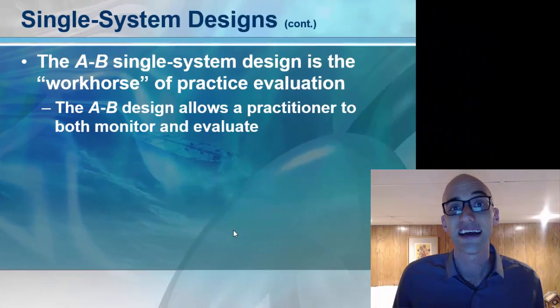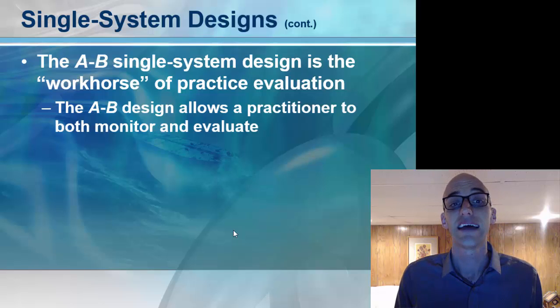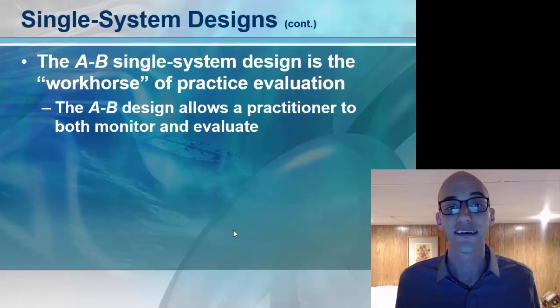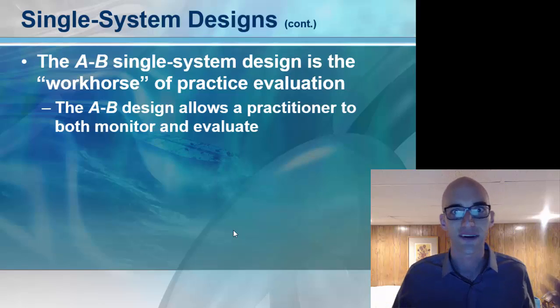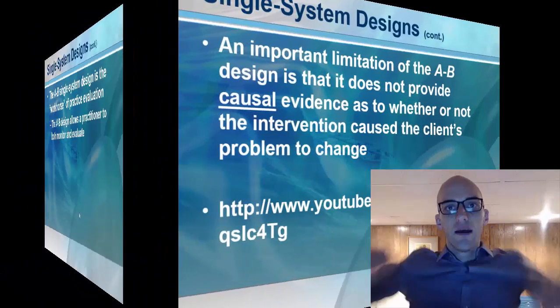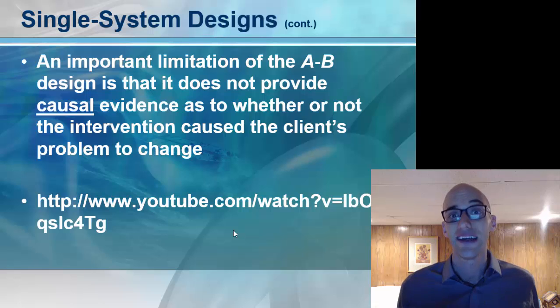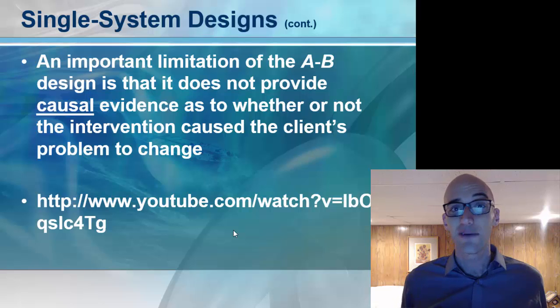But the A-B design is really the workhorse of single system designs, and what that means is that A-B essentially allows the practitioner to monitor and evaluate at the same time. So we can compare their baseline to their intervention phase and see if there's any real differences between the two. But an important limitation to point out here is that with an A-B design, we don't really have causality. So what do you think that might mean?